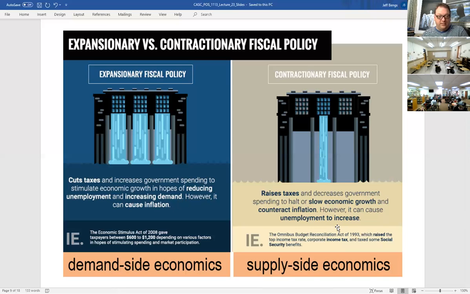A gallon of milk has gone up to $5 a gallon because of inflation, where it used to be $4 a gallon. Just an example. A loaf of bread is now $2.50 instead of $2. So inflation is a rise in the cost of our goods and services. So in order to stop the inflation or to slow it down, the government will raise taxes. They will decrease their government spending.